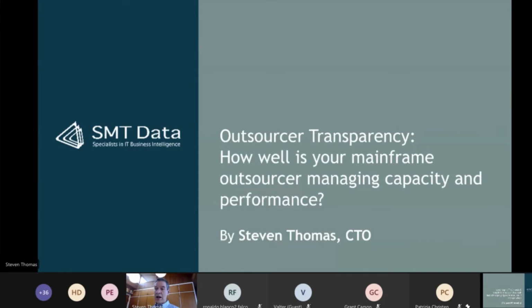So as Henrik mentioned, we work together on the two sides of the equation here. We look very much on the quantity side, how much capacity you are using, and Henrik and his team are specialists on the P side, the price side. You put the two of those together to determine your costs, and both can be optimized. I'm going to be talking about outsourcer transparency. So how well is your mainframe outsourcer managing your capacity and performance?